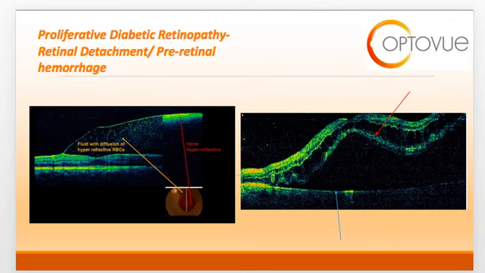Neovascularization can also lead to tractional retinal detachments, resulting in a separation of the neurosensory retina from the underlying RPE. The red arrow on the slide to the right is pointing to the neurosensory retina. The blue arrow is pointing to the RPE. You can see that there is a complete separation of the neurosensory retina from the underlying RPE, and in this particular case, the macula is involved, so we would call this a macula-off retinal detachment.